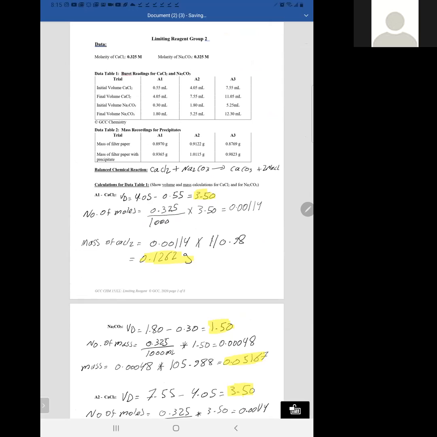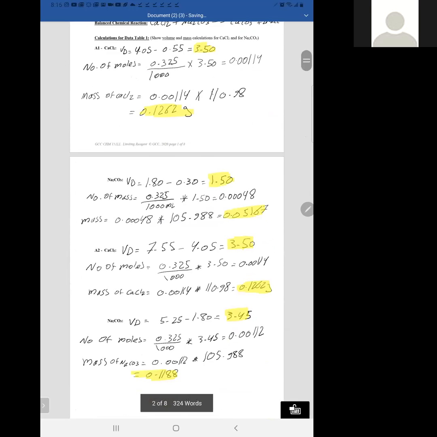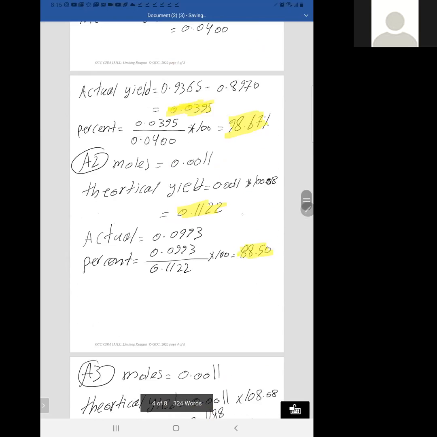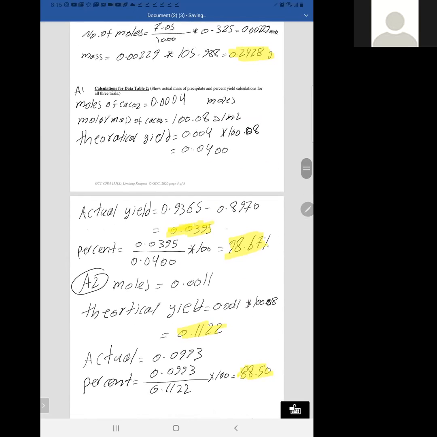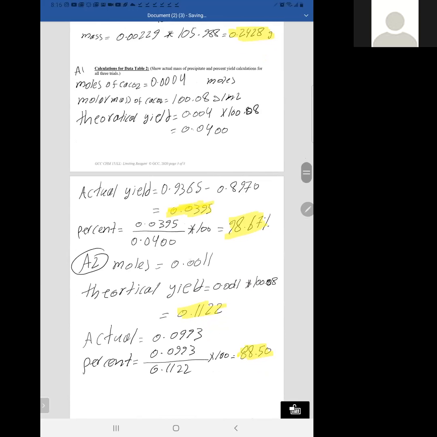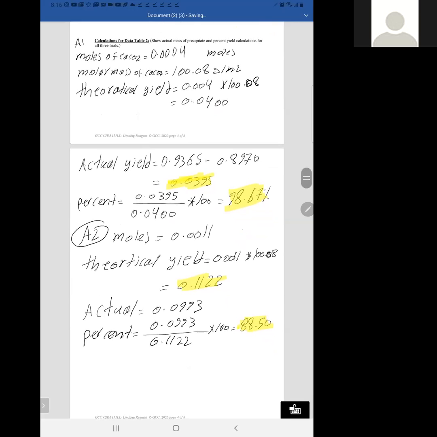To get the actual yield, we just need to use the formula, which is the mass of the filter paper with the precipitate minus the mass of the filter paper. And in this case, we get 0.0395. The percent yield is going to be the actual over the theoretical, which is 0.0395 over 0.0400 multiplied by 100, and for the first one we get 98.67%.